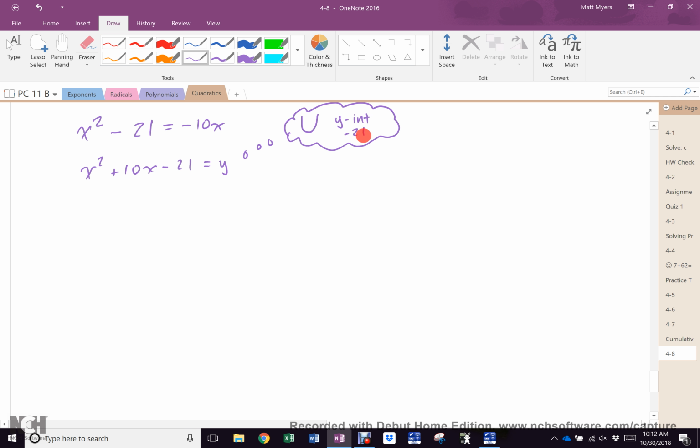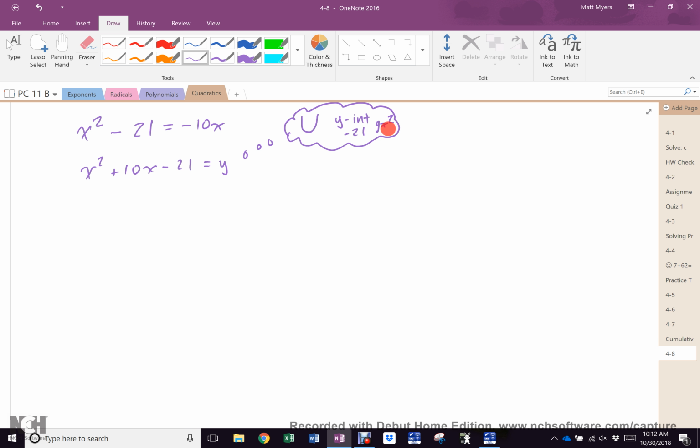Is negative 21. I know those two things, yes? Does it have a stretch? No. So I know if I find the vertex, I can go over 1, up 1, over 2, up 4, over 3, up 9, over 4, up 16. Okay, so I know that too, that it's a regular y equals x squared parabola, yes? I know all of that from just looking at it, yeah?